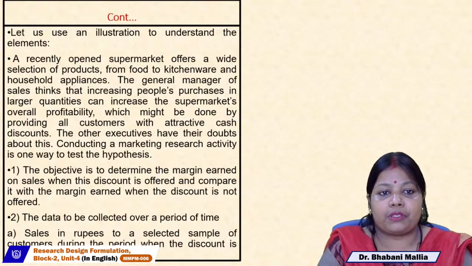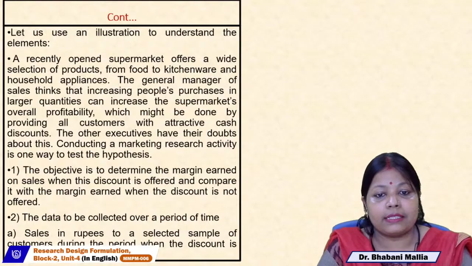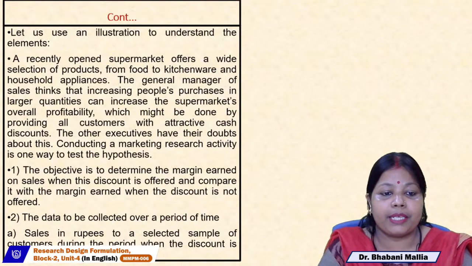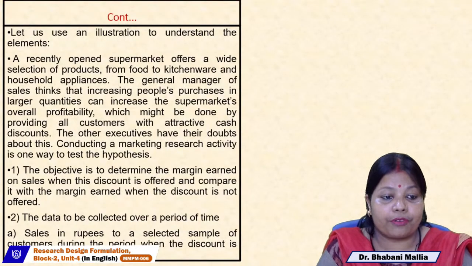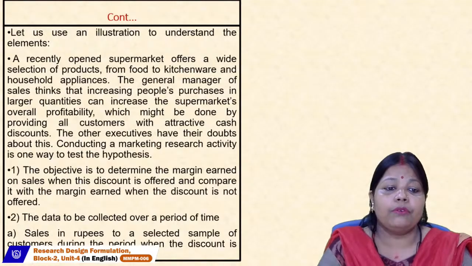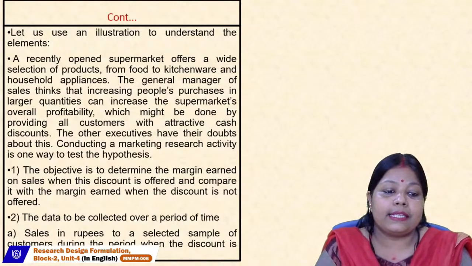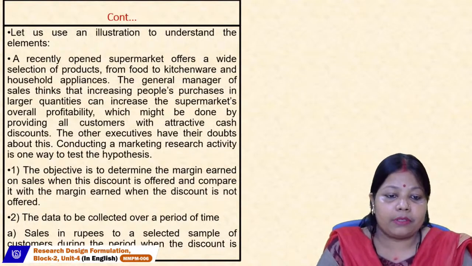So there are two situations: when the supermarket is offering discounts, whether cash discount or anything else, and the situation where that discount is not offered. Then the second one is the data to be collected over a period of time. We should not say that data is there to be collected, meaning we can collect it at any time at our wish.